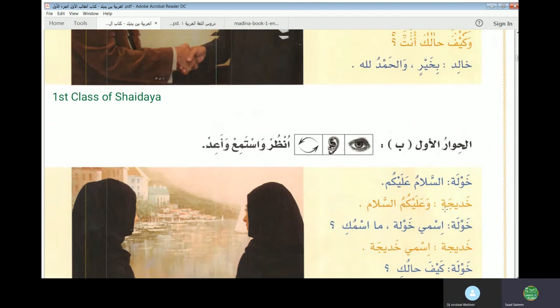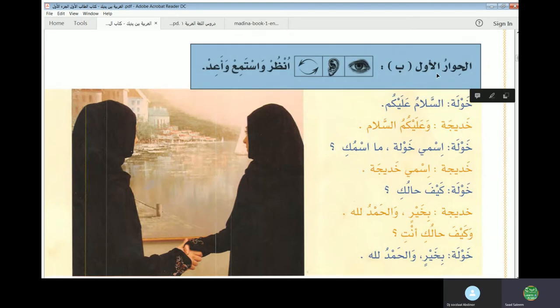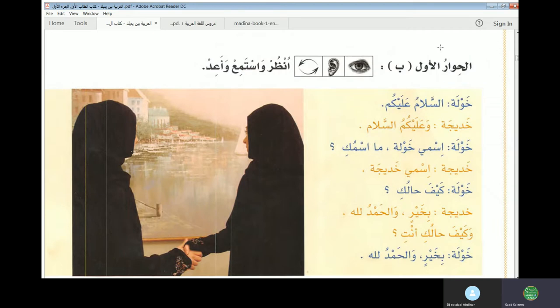So in this dialogue, you learned about male. Now you will learn how to greet a female. First dialogue, part B. Al-Hiwar means the dialogue, the conversation. And Al-Awwal means first. Al-Hiwar Al-Awwal means first dialogue.